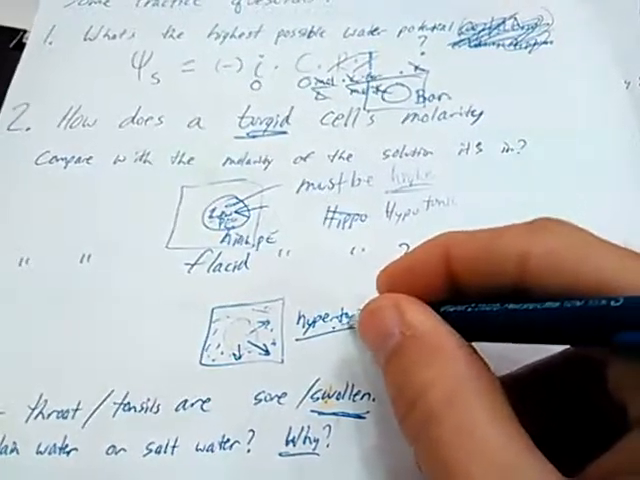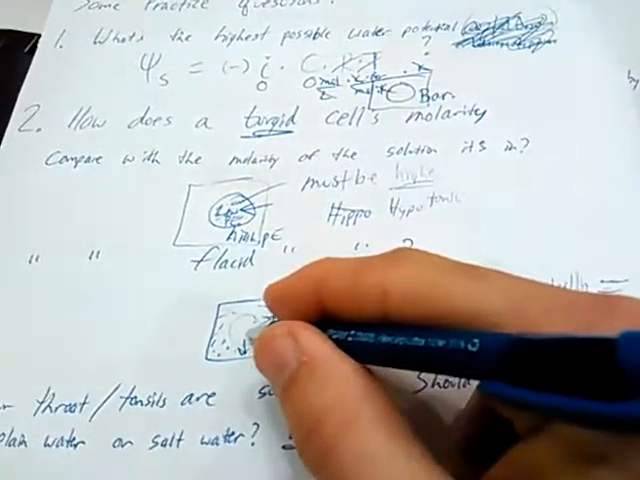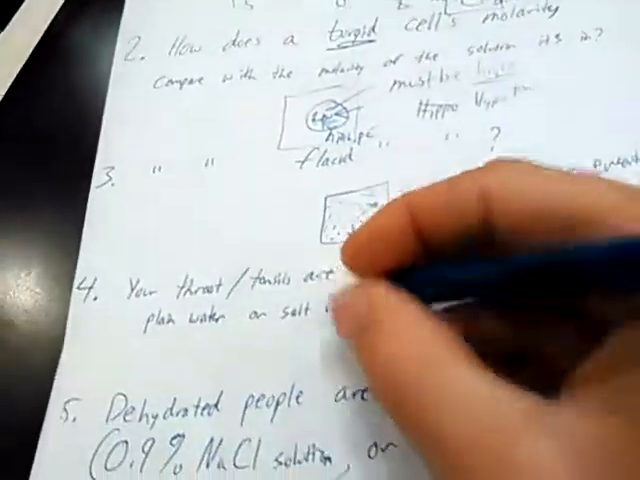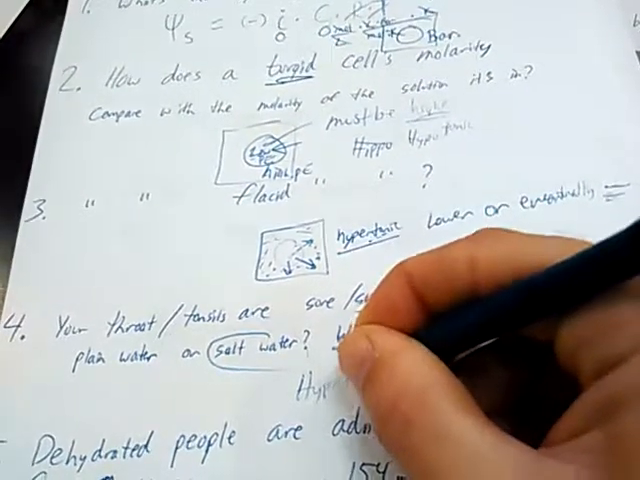To get a hypertonic solution, we would have to have more salt on the outside of our cells than there is on the inside. In this case, salt water is the good choice. And I'm going to put hypertonic.